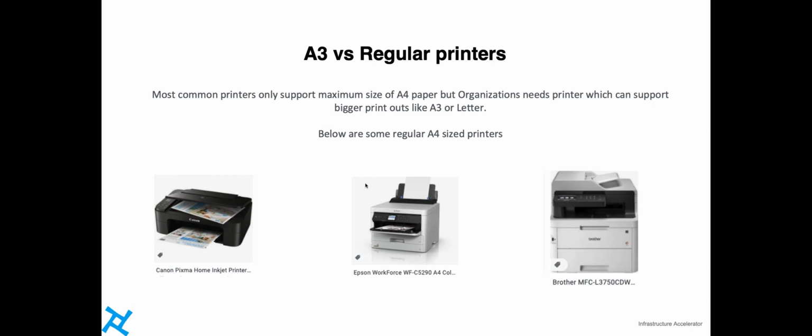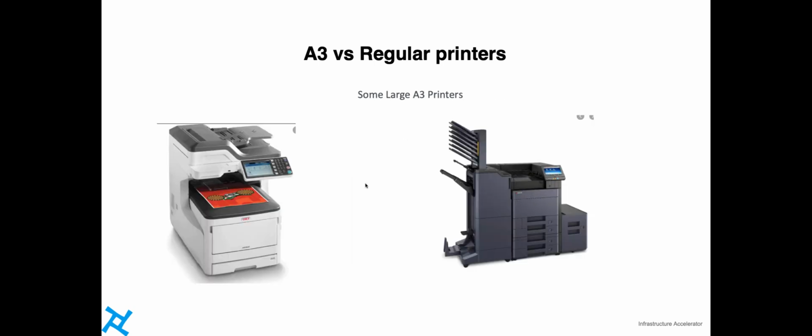However, organizations need bigger printers, and in most big organizations you will see these huge printers being used. They are called A3 printers because they can print on A3 paper size and they can also print on letter paper size. They are usually pretty fast and give good printing as well, and they have other functionality available on them too.